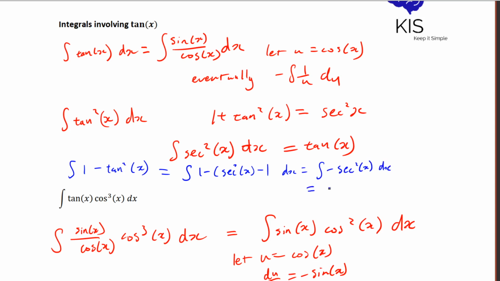So then this will be minus tan x, because the integral of sec squared x is tan x, so minus tan x plus c. Okay, so it's really basic, so I didn't add a question on that, but it's just for you to know, hopefully. Okay, that's the end of the integrals with powers of trig functions. I hope this was all helpful for you.